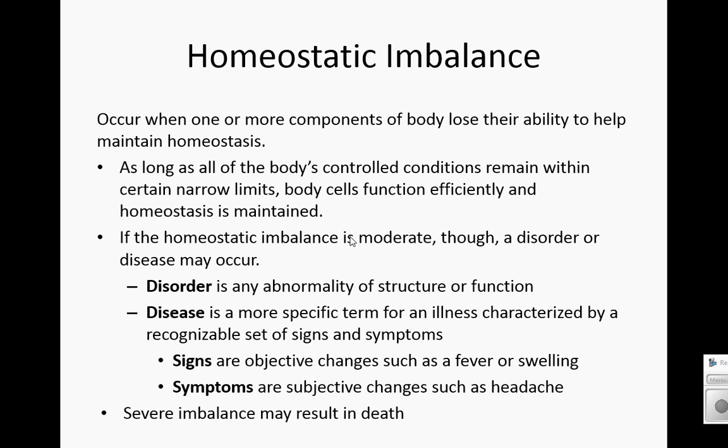Like if our body temperature when we get a fever goes up to 100 degrees, 101, 102, we're going to be okay. We're still within those narrow limits that we're capable of surviving. If the homeostatic imbalance is moderate, though, a disorder or disease may occur. Now, a lot of people will use the terms disorder and disease interchangeably. They're technically not. The definition of disorder is any abnormality of structure or function, whereas disease is a more specific term for illness characterized by a recognizable set of signs and symptoms.